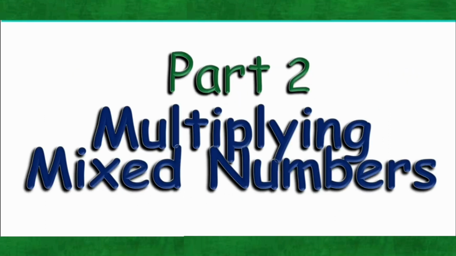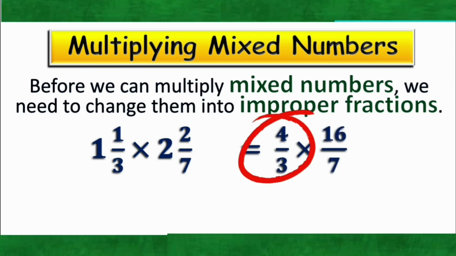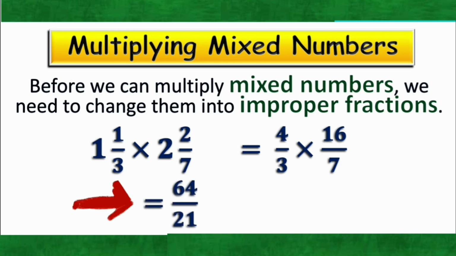Now let's proceed in multiplying mixed numbers. Before we can multiply mixed numbers, we need to change them into improper fractions. Let's have an example. 1 and 1/3 times 2 and 2/7. 1 and 1/3 is 4 over 3, and 2 and 2/7 is 16 over 7. Now multiply the numerators and denominators. That will give us 64 over 21.